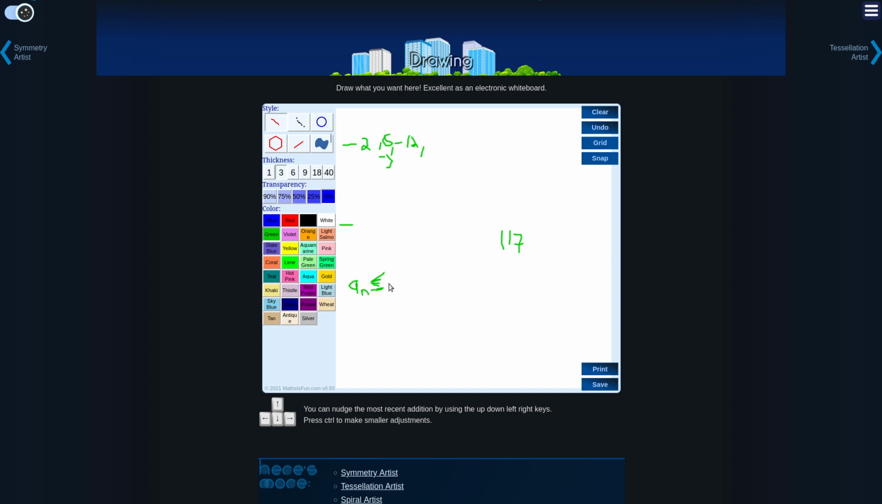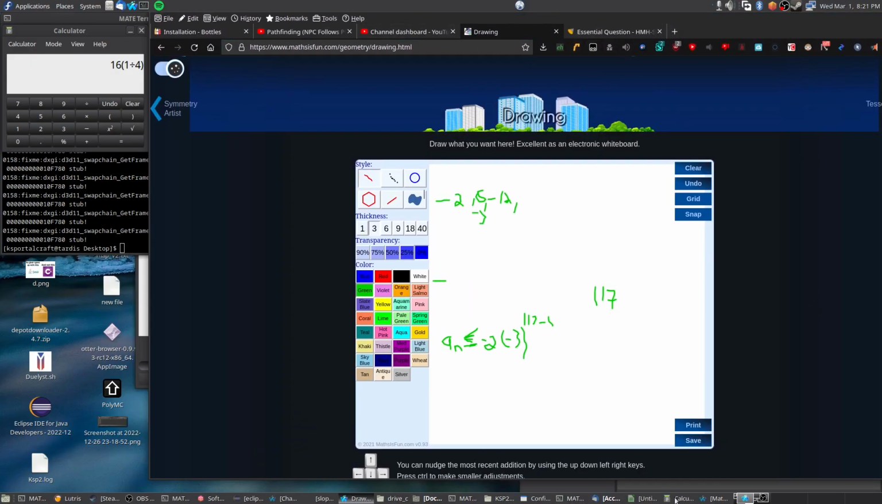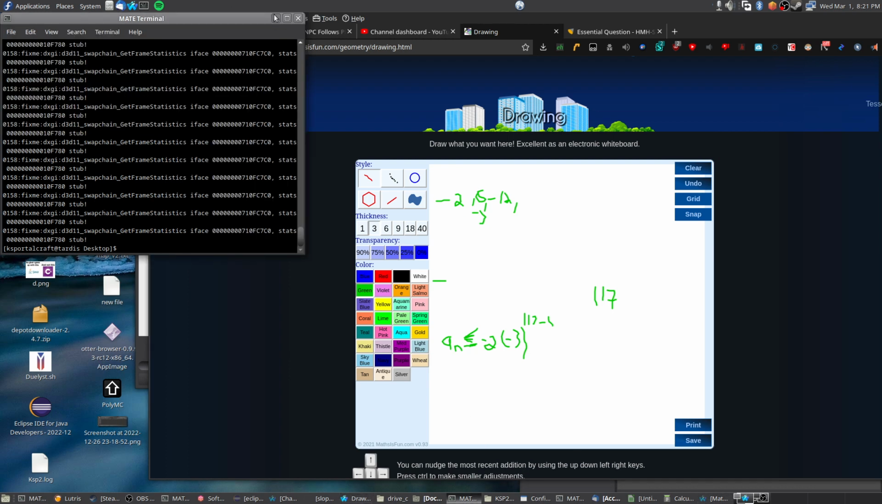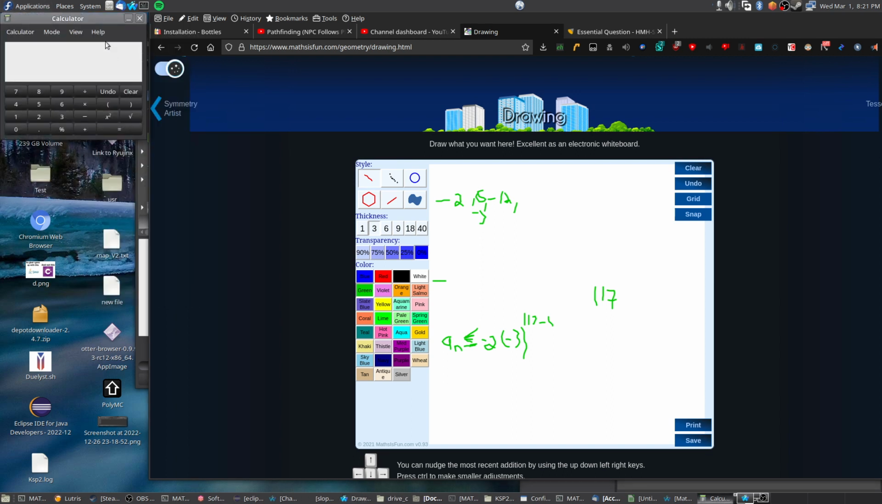So, we start at negative 2. Then we times it by negative 3. I'm going to try to find the 17th term from my calculator, instead of by hand. Oh, okay, we can do this. Let's do negative 2, negative 3, to the power of 100, oh. We forgot to close the parentheses. That's kind of stupid of me.